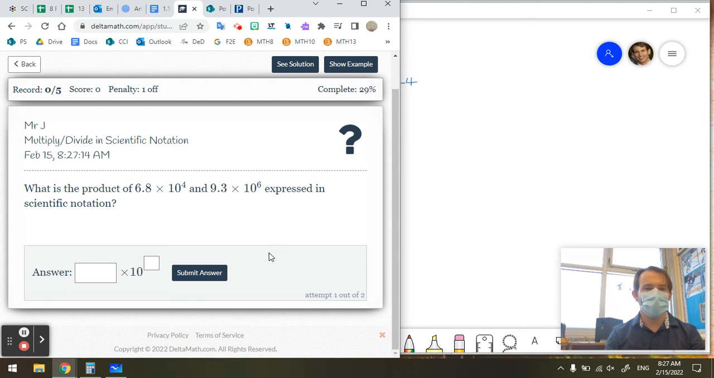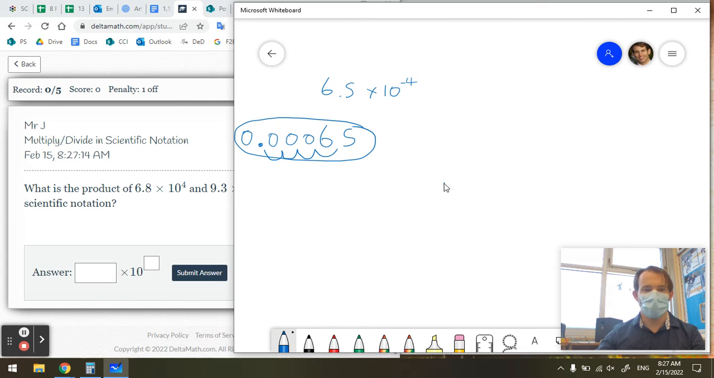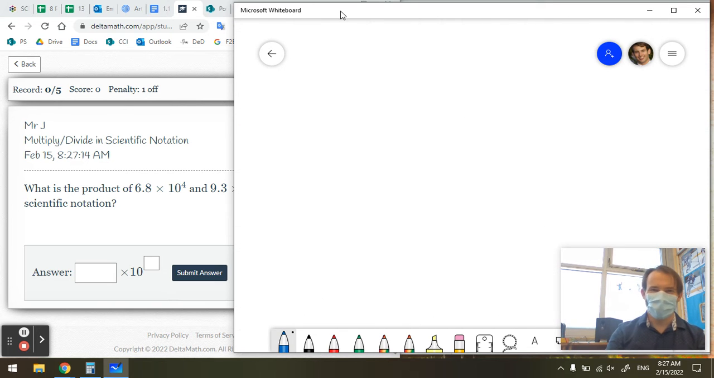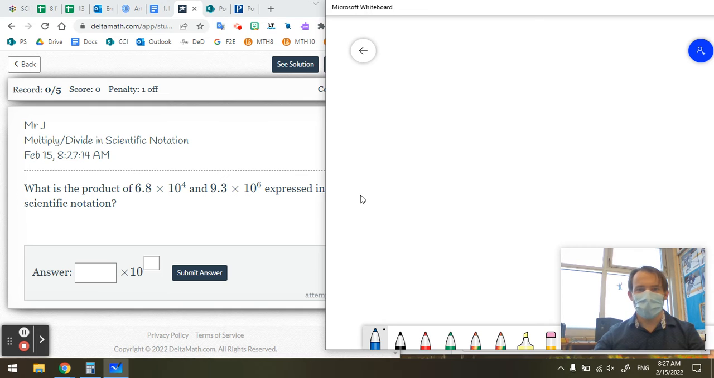Let's try it. 6.8 times 10 to the 4 and 9.3 times 10 to the 6. So what's the product being asked of us here? The product means when I multiply two things together, what do I get? So let's find out. I'm going to copy down the question on a fresh sheet of paper and work it out. So there's a couple ways I can work this out.